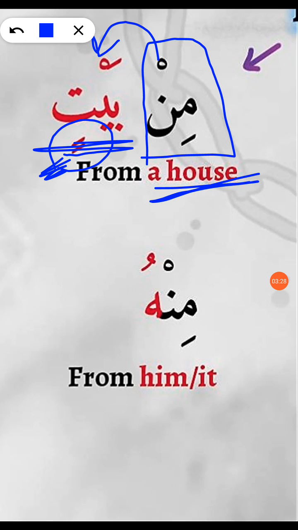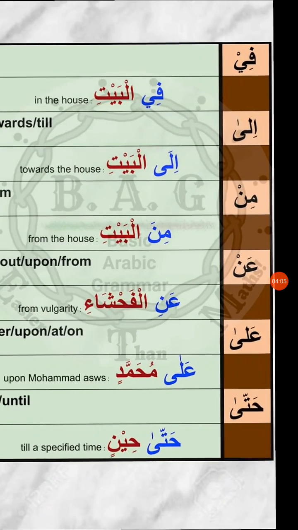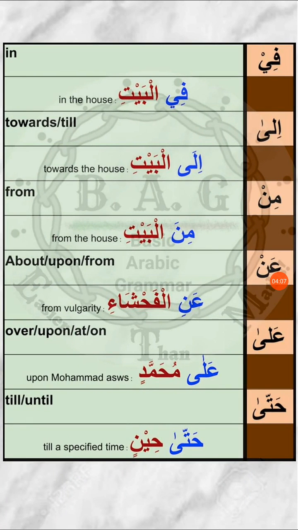Our second example is this. We have already covered the pronouns, and as you can see here, I've written minhu. We have the same preposition, min, but it has been attached with the jar form of the pronoun, which, as you can see here, is hu. It would translate to from him or from it, minhu. We are going to cover these kinds of jar majrur fragments as well, where the majrur is going to be your pronoun. All right, now let's cover our prepositions.